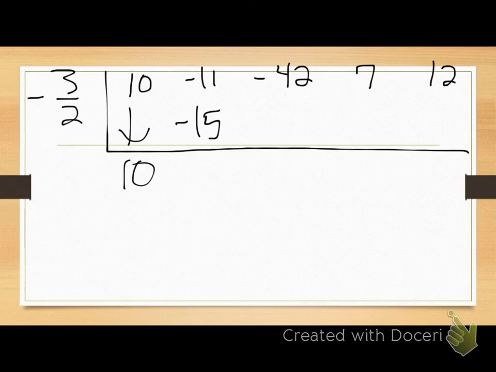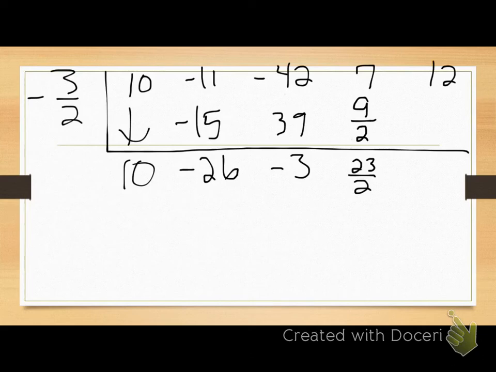Okay, negative 11 plus negative 15. Negative 26. Negative 3 halves times negative 26. It'd be positive 39, right? Yeah. And then negative 42 plus 39. Negative 3. Negative 3 halves times negative 3. Nine halves. 7 plus 9 halves. 23 halves. And then negative 3 halves times 23 halves would give me negative 69 over 4.